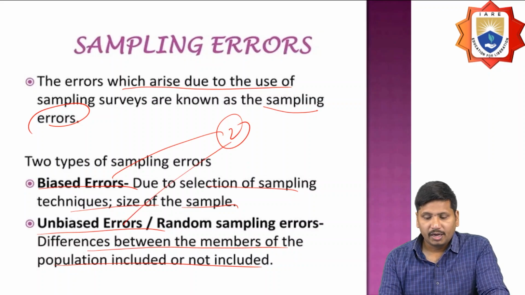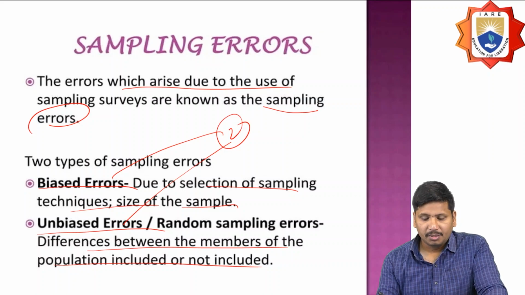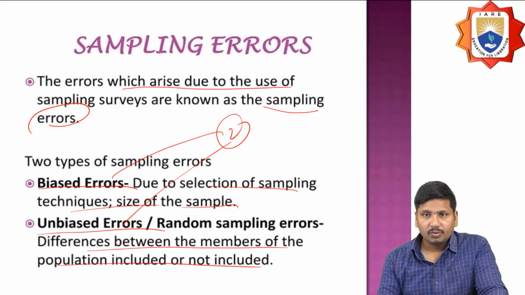So the first one is biased errors. Due to the selection of sampling techniques and the size of the sample, biased errors appear. And unbiased errors, or random sampling errors, appear whenever we differentiate between the members of the population, whether they should be included or not included.